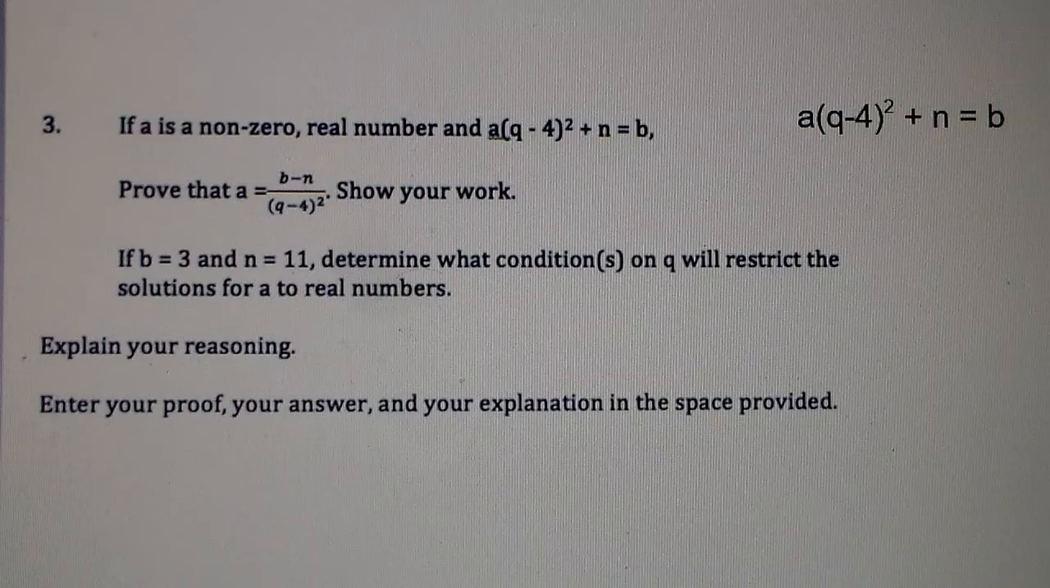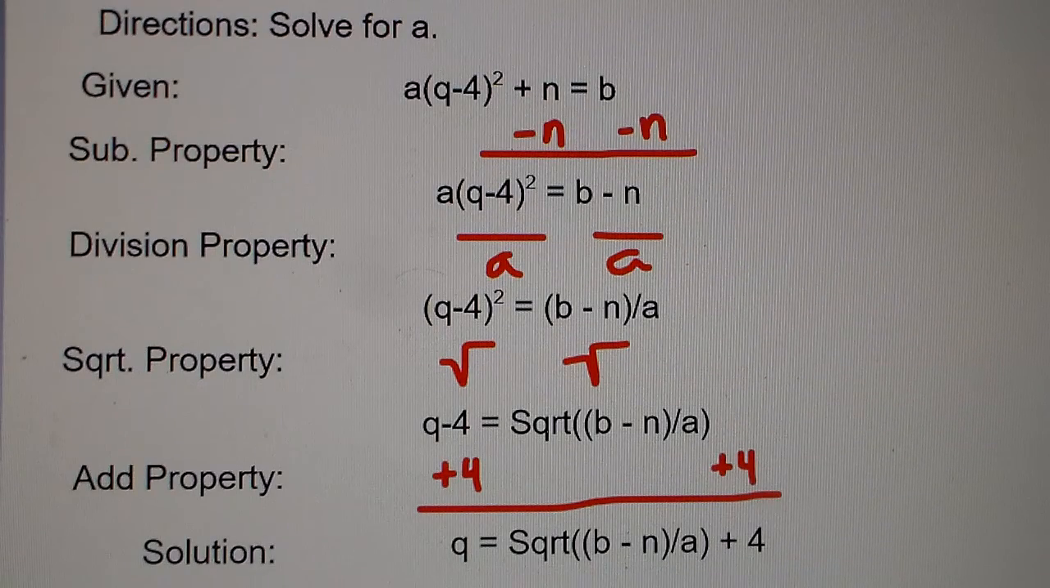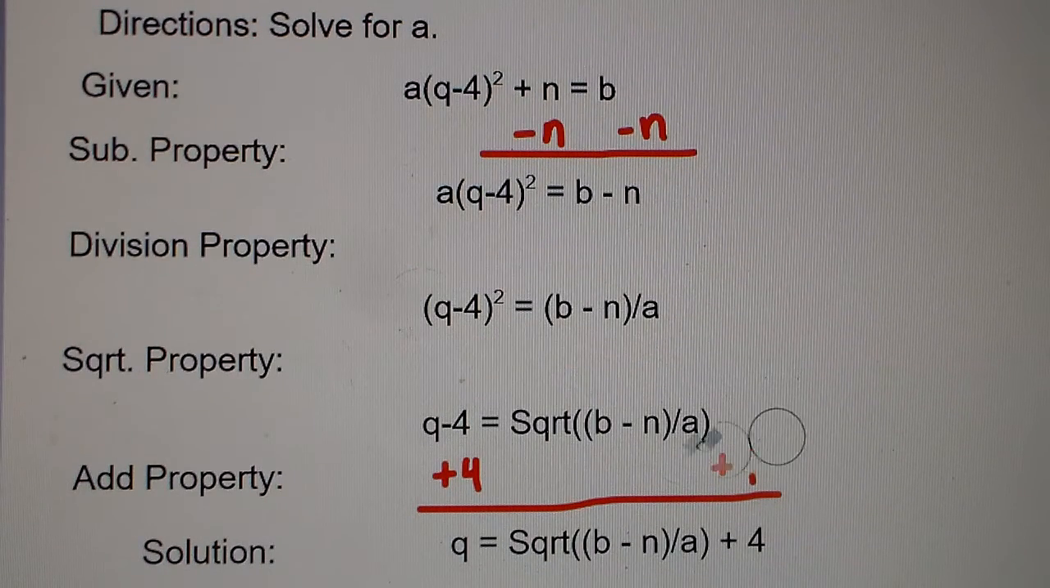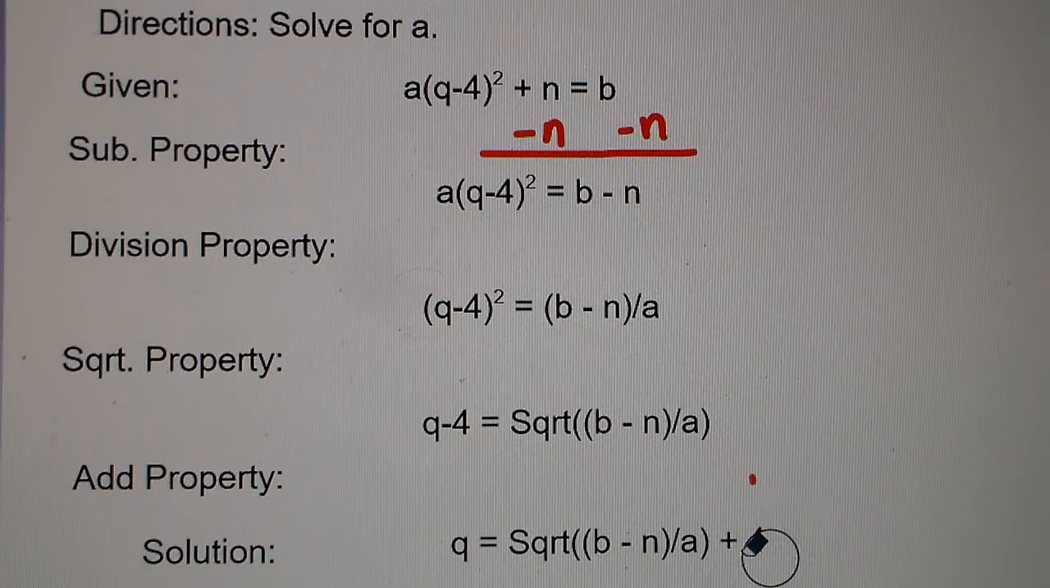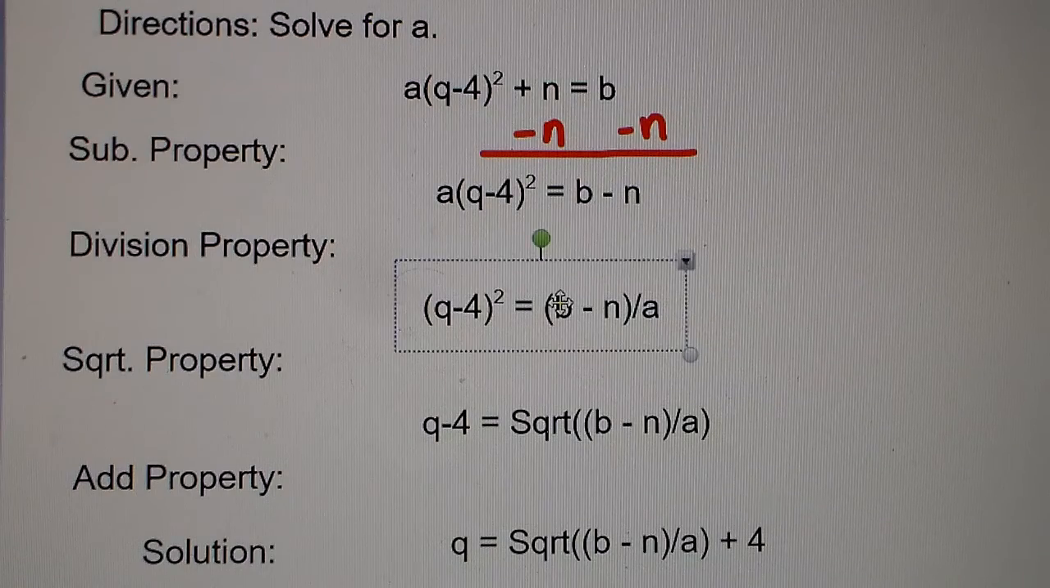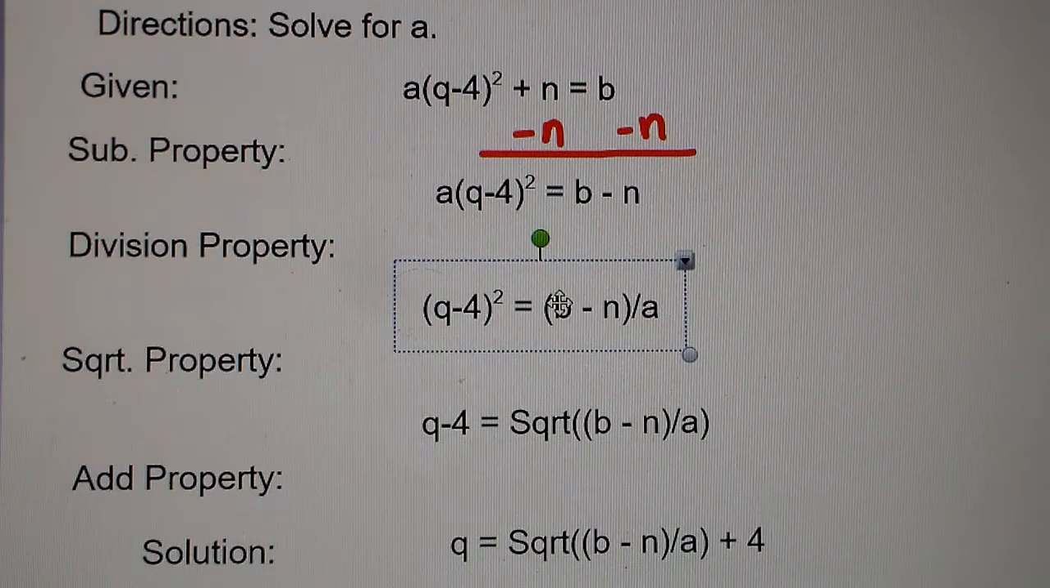Oops. They are asking for a to be by itself. So I've got to take this. Our goal is to get a by itself, not q, like I just did. So this one's actually a little easier.